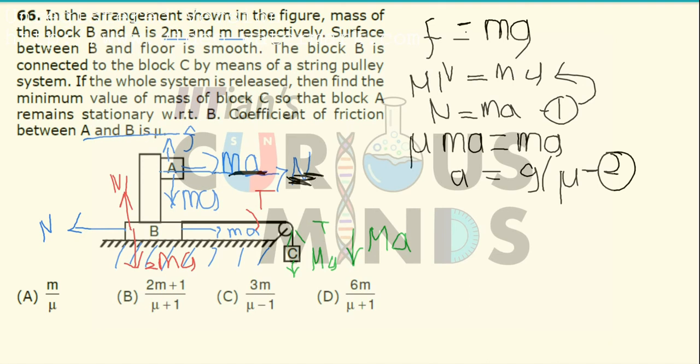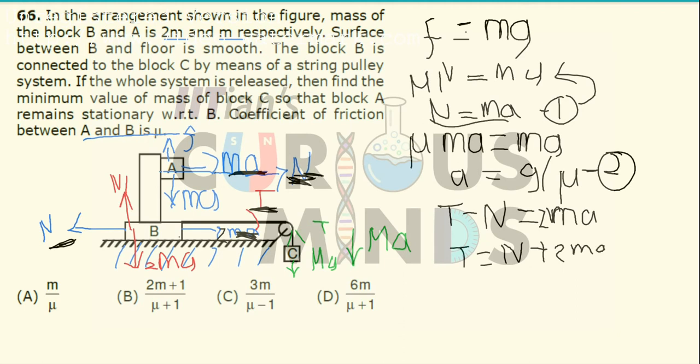Let us write down the equation for the second block. Since the block is going in the right hand side direction, the tension force should be greater than the normal force. So tension minus normal should be equal to 2ma, since the mass is given as 2m. So T will be equal to N plus 2ma. Now the normal force I have calculated is equal to ma. So ma plus 2ma will be equal to 3ma. Now the acceleration is given as g by mu, so it will be equal to 3mg by mu. So we have got the value of the tension.